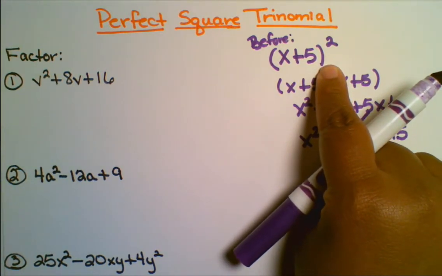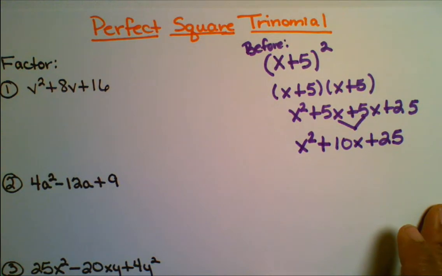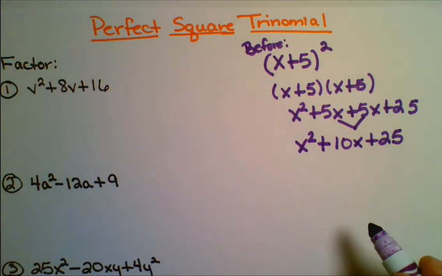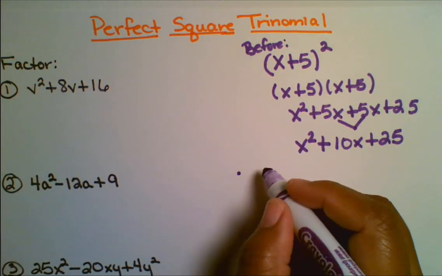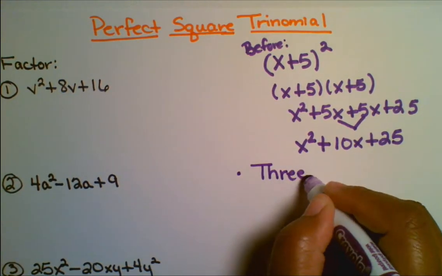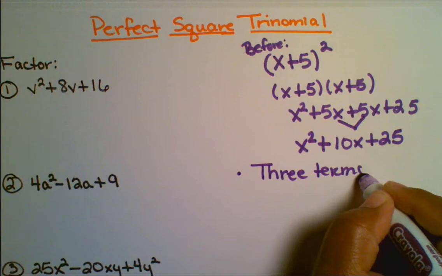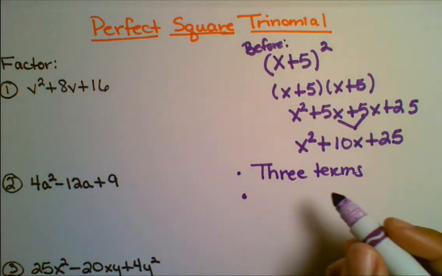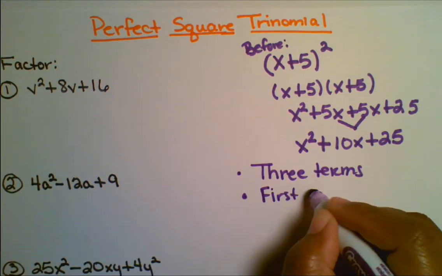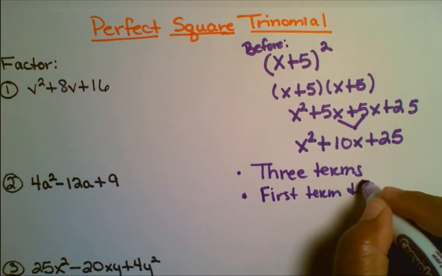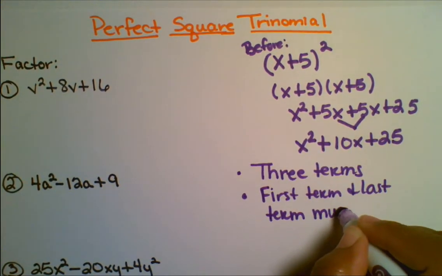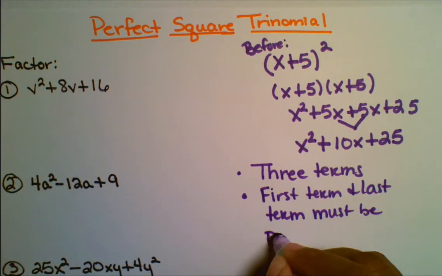But before we do that, we have some rules on how to recognize a perfect square trinomial. First things first, there must be 3 terms. Also, the first term and last term must be perfect squares.